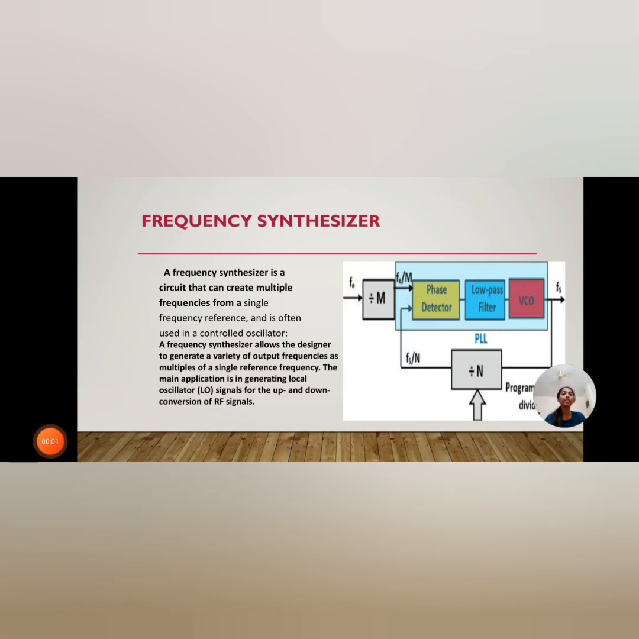And the last one is a frequency synthesizer. A frequency synthesizer is a circuit that can create multiple frequencies from a single frequency reference, and it is often used with a voltage controlled oscillator. A frequency synthesizer allows the designer to generate a variety of output frequencies as multiples of the single reference frequency. The main application is generating the local oscillator, that is LO, signals for the up and down conversion of the RF signals.